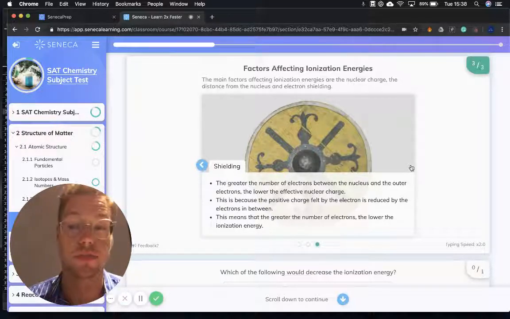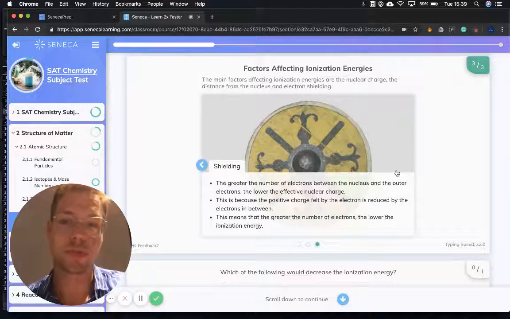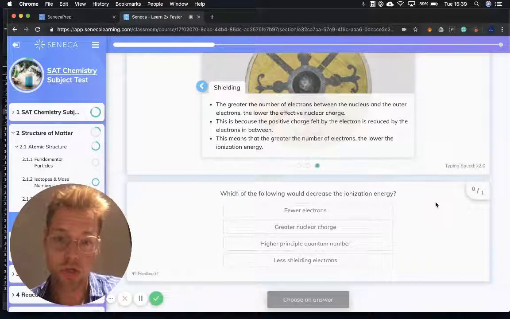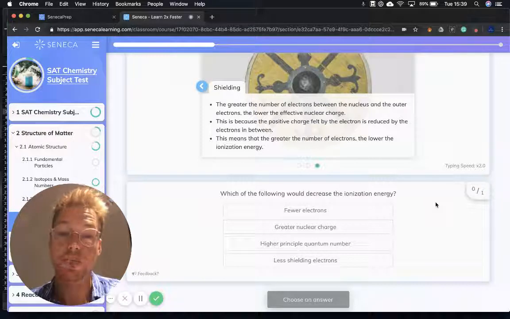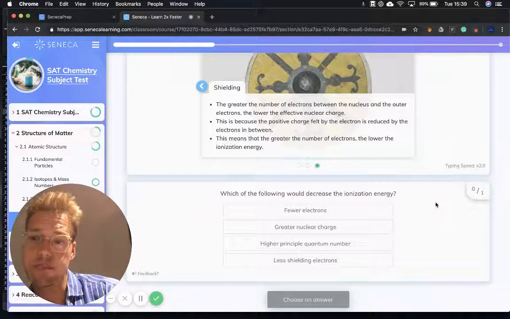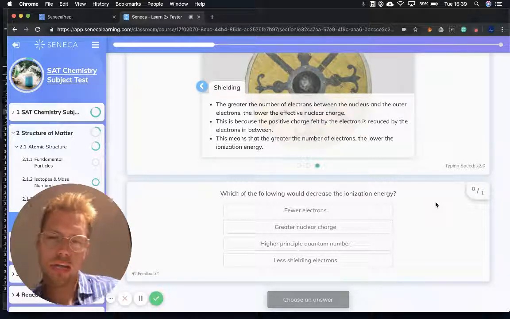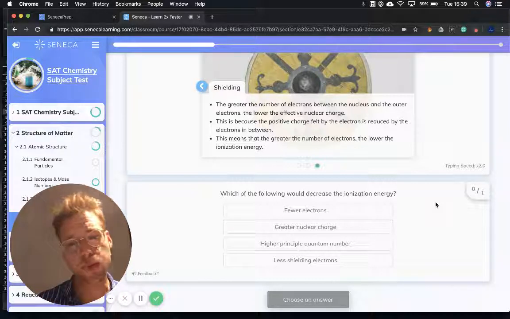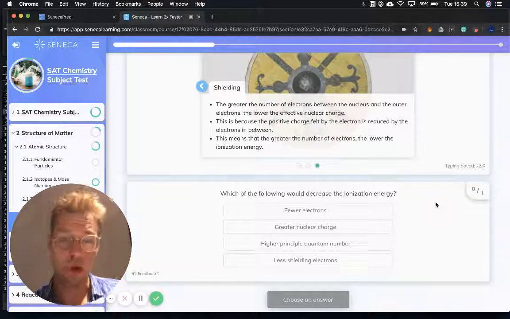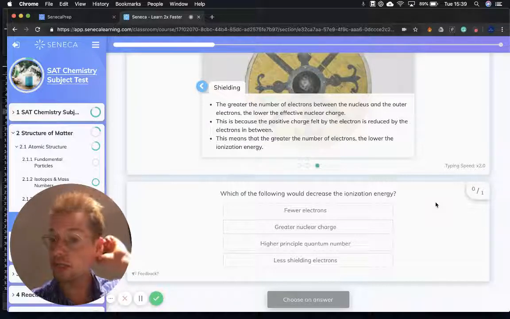I want all this positive charge. So that's electron shielding. So which of the following would decrease the ionization energy? Nice little quiz for you. Fewer electrons, greater nuclear charge, higher principal quantum number, or less shielding electrons? Which one of those will decrease the ionization energy?